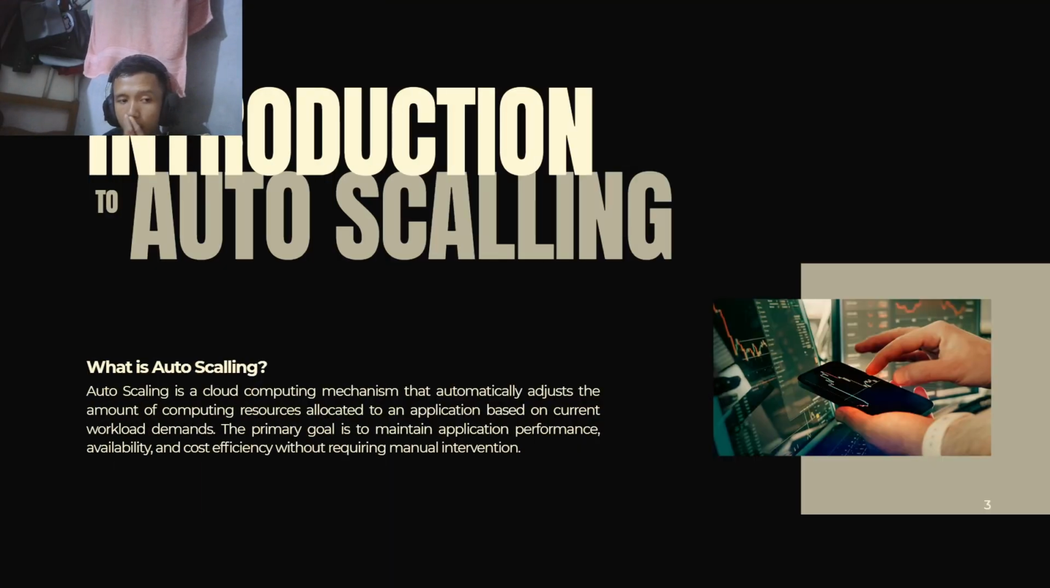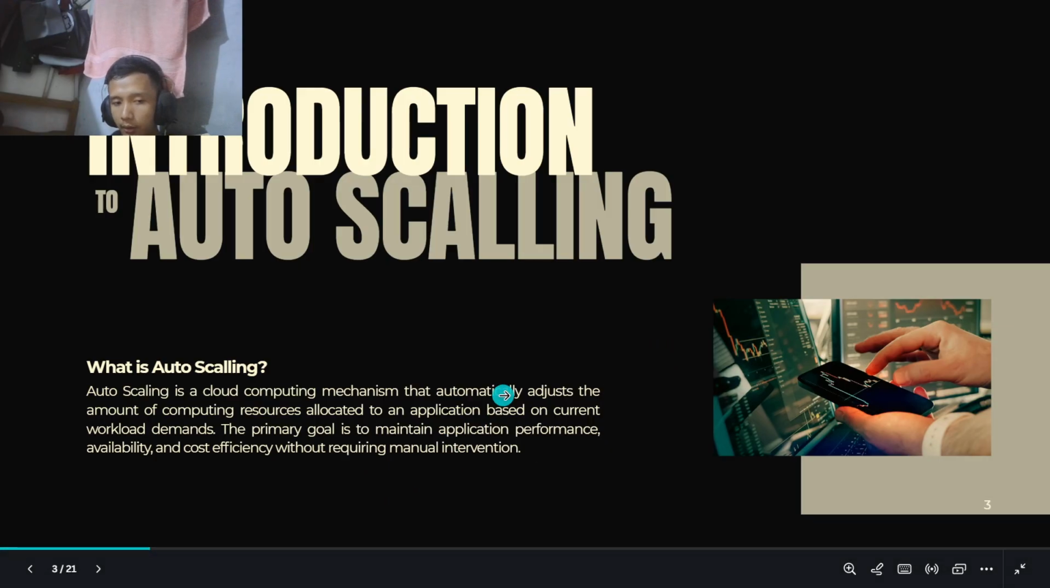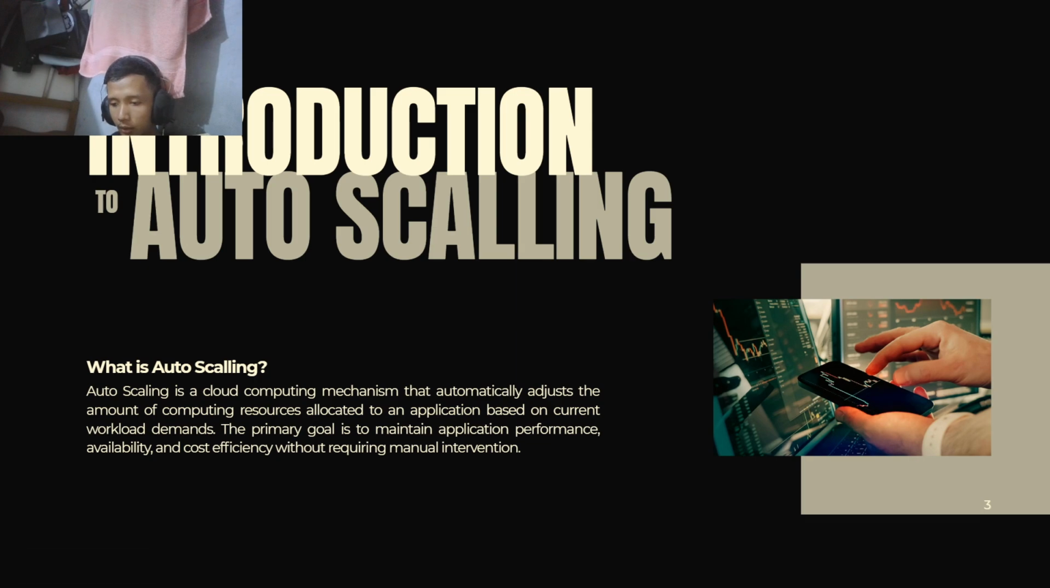All right. What is auto scaling? Auto scaling is a cloud computing mechanism that automatically adjusts the amount of computing resources allocated to an application based on current workload demands. The primary goal is to maintain application performance, availability, and cost efficiency without requiring manual intervention. So this is all automatic. You don't have to worry about scaling not working, because this is automatic.